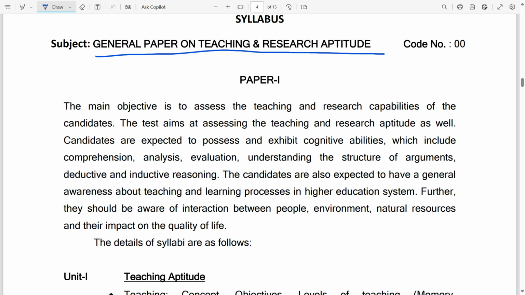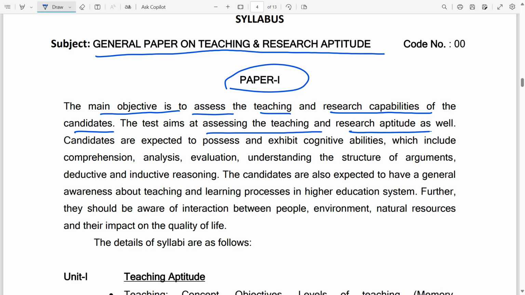Paper 1's main objective is to assess the teaching and research capabilities of the candidates. This paper will give you questions on your teaching aptitude, how you teach the students. So they will see how you can assess the students, how you can teach the students, and the research capability of the candidate. The test is aimed at assessing teaching and research aptitudes as well.